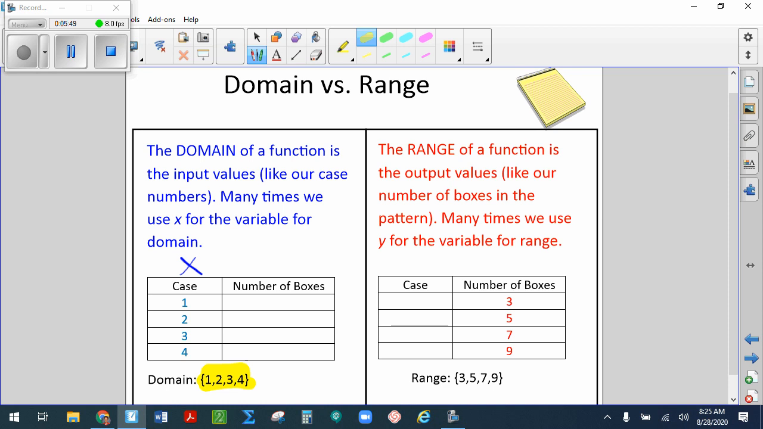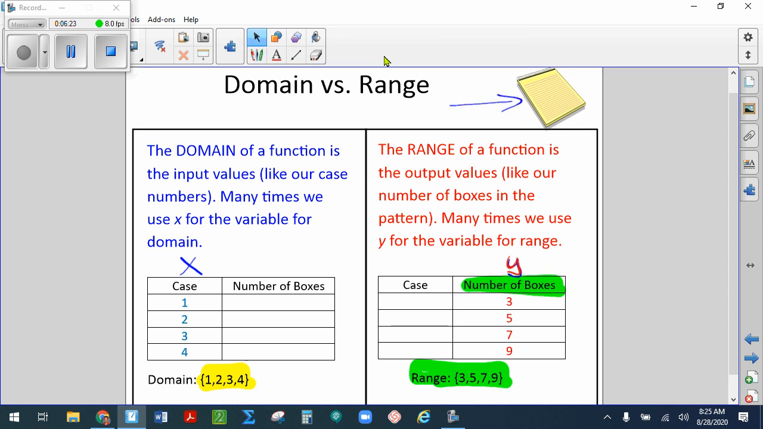Right? And let's say that for those case numbers, we had a number of blocks, 3, 5, 7, and 9. So my range is going to be the number of blocks. A lot of times we call that the y values or the output values. Okay? So the outputs, if I tell you the case, you tell me the number of blocks. That relationship, those y values, the outputs, in this case the number of boxes or the number of blocks, that's my range. So we're going to be using the words domain and range. I have this little notebook icon here because that's something good for you to put in your notes.